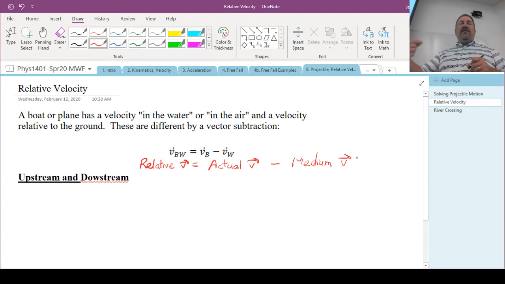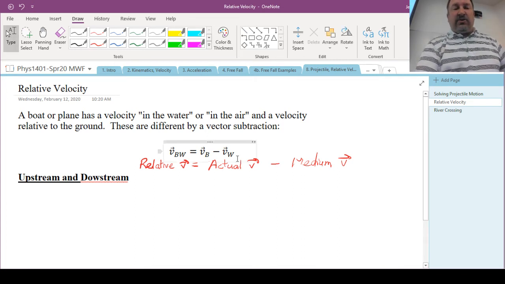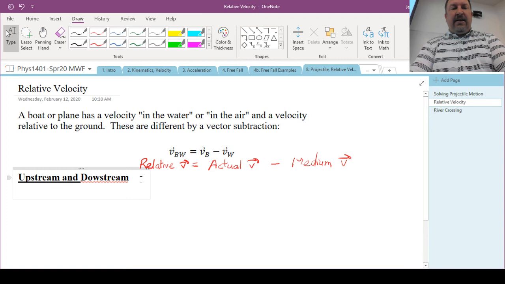So your relative velocity is your actual velocity, measured relative to the Earth, or to things that everybody agrees that we care about, minus the velocity of your medium. So there's a bunch of different scenarios we can deal with for this, and the easiest one is to think about upstream and downstream.